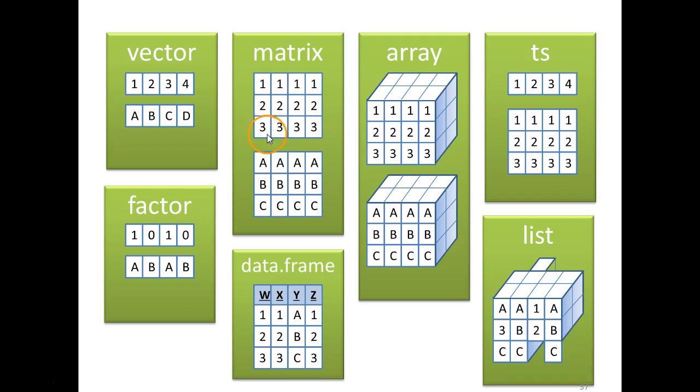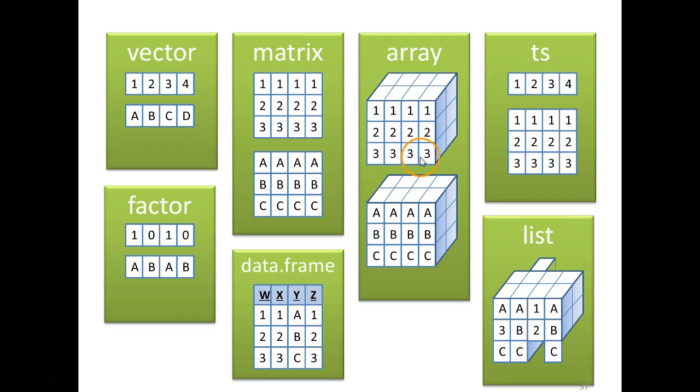The matrix is a two-dimensional structure with, in this case, numeric values, and this another mode, character mode. Here's the data frame, and as you can see here, I've entered column names. You can have column names in the other ones as well, but it's very useful to have them in the data frame for subscripting. And as you can see, you have numeric values in these two columns and something else in this column that's allowed in a data frame.